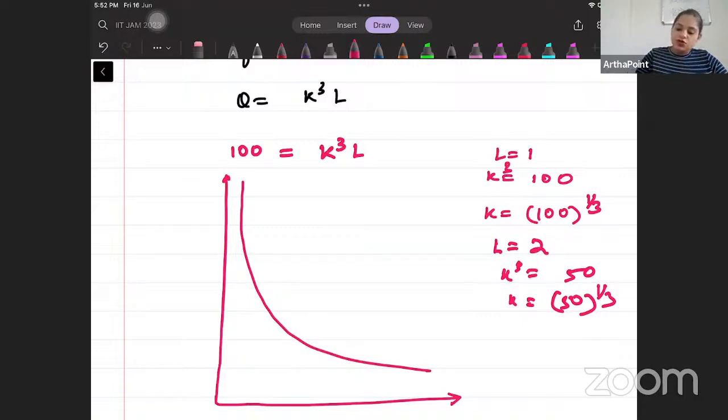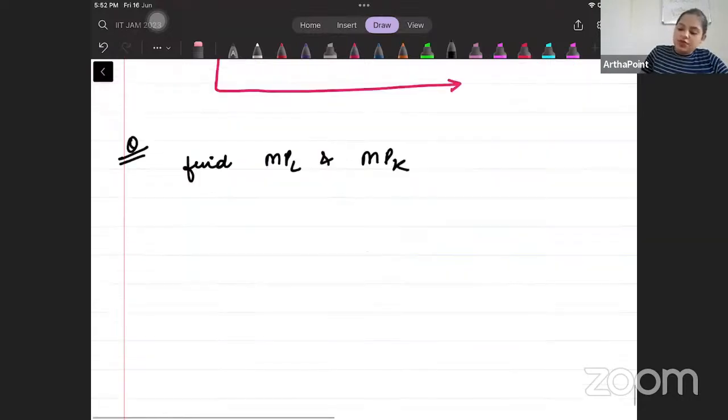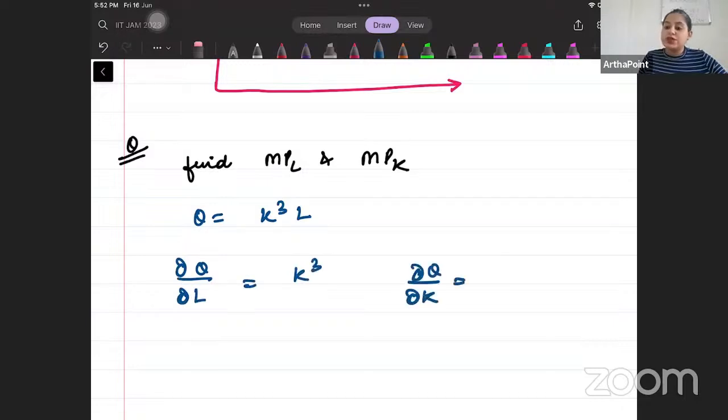Now, third part to the question. Find marginal product of labor and capital. So the production function given to me is K cube into L. So marginal product of labor will be differentiating it with respect to L. So you will get K cube. And marginal product of capital will be differentiating it with respect to K. So you will get 3K square L. This will be your marginal product.